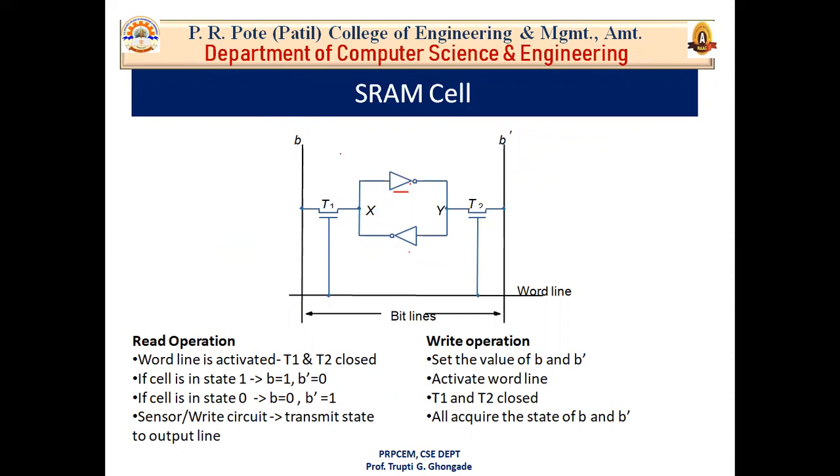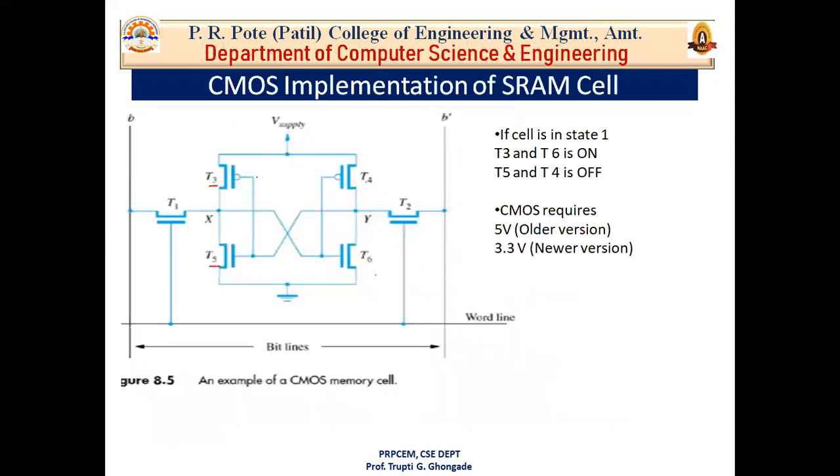It means that here we have transistor T3, here we have transistor T5, we have transistor T4, and here T6. So these two inverters are cross connected. Now let's say the cell is in state 1. Now let's consider your cell is in state 1. When this cell is in state 1, let's look into the previous diagram.